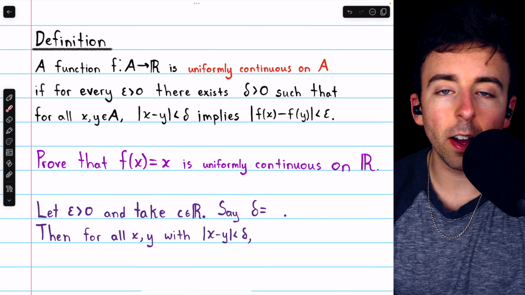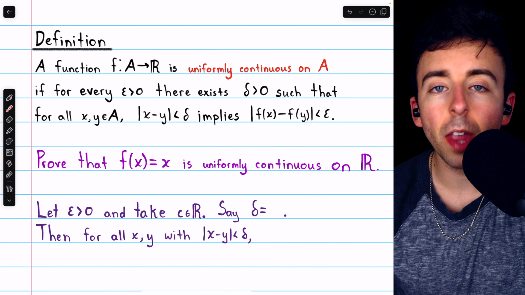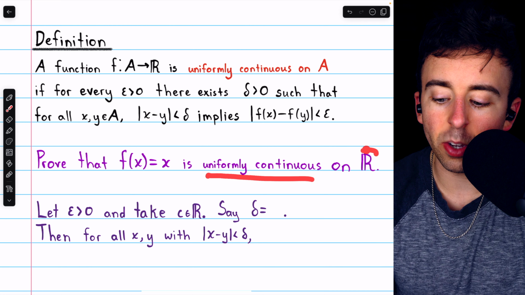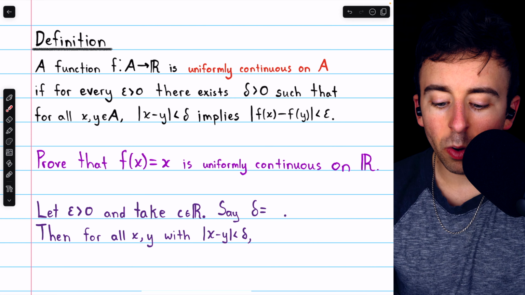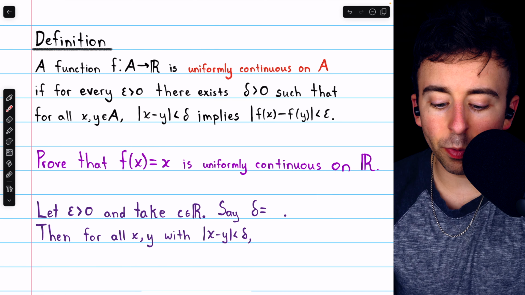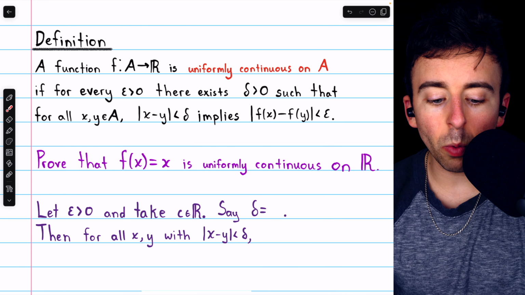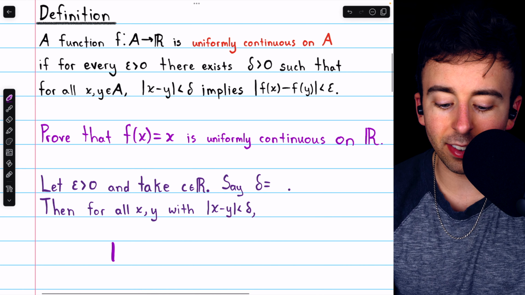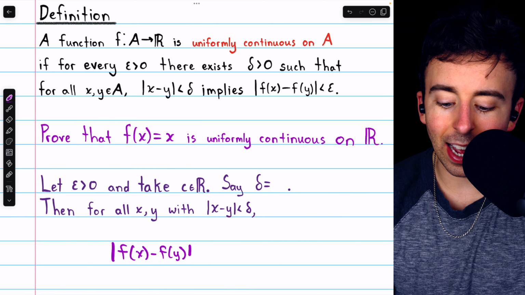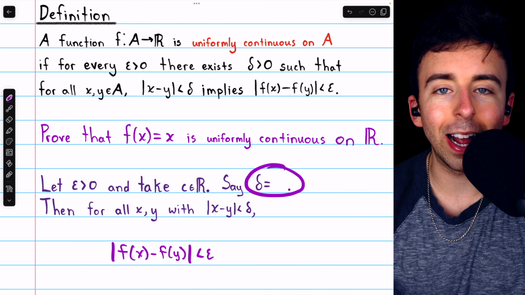Just like with ordinary continuity, our proof begins with an arbitrary epsilon greater than 0. Then, since we're trying to prove that f of x equals x is uniformly continuous on all real numbers, we take an arbitrary real number, let's say c. Then, for all x, y that are within delta of each other, what we want to show is that the distance between f of x and f of y is less than epsilon. However, to make this work, we need to select the correct delta.